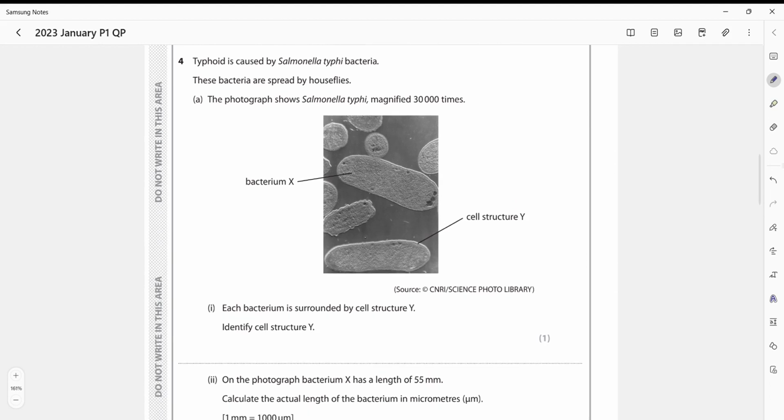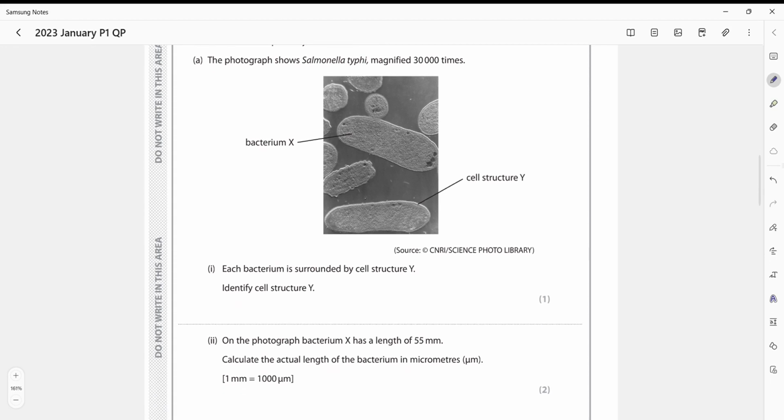Question 4. Typhoid is caused by Salmonella typhi bacteria. These bacteria are spread by houseflies. The photographs show Salmonella typhi magnified 30,000 times. Okay, so part 1, it says each bacteria is surrounded by cell structure Y. That would be the cell wall. So all bacteria have a cell wall.